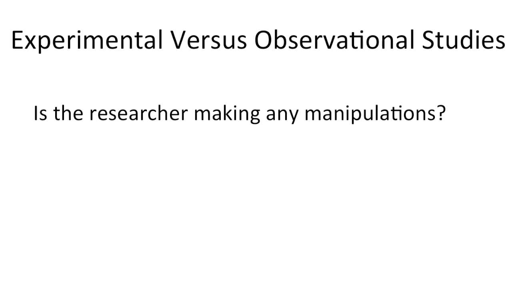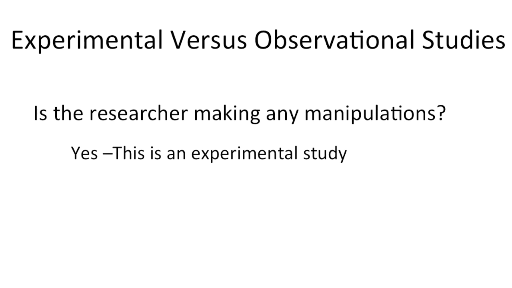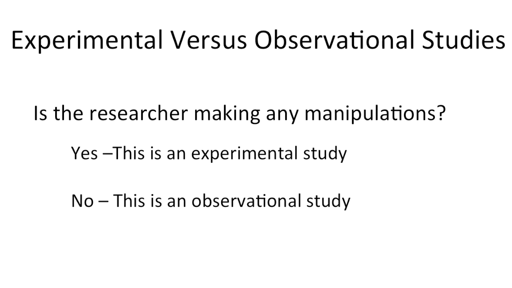Research studies can be classified as experimental or observational studies. The question you need to ask when determining if you're looking at an experimental or an observational study is: is the researcher making any manipulations? If the answer is yes, the researcher is making manipulations, so the researcher is impacting the experience of the participants, then this is an experimental study. If the answer is no, the researcher is not making any manipulations, then this is an observational study.